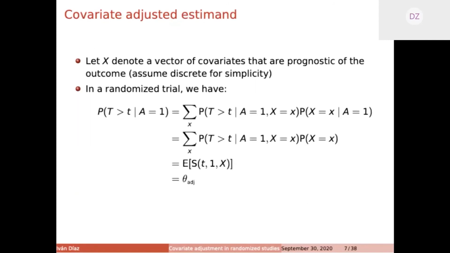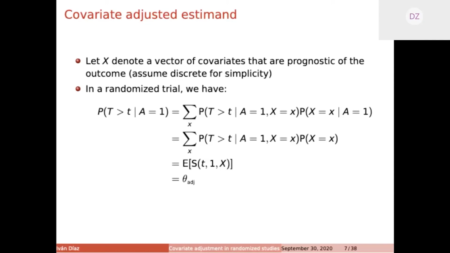Now let's talk about the covariate adjusted estimand. How is it defined? To define it, I'm going to introduce some more notation, the letter X, to denote a vector of covariates that are prognostic of the outcome. In the case of COVID, say you're doing a randomized trial on hospitalized patients, you can think of disease severity, viral load, age, comorbidities. That type of variable that we believe is prognostic of the outcome. We're going to assume for simplicity in the talk that this variable is discrete, but it can also be continuous, or it can take any form.